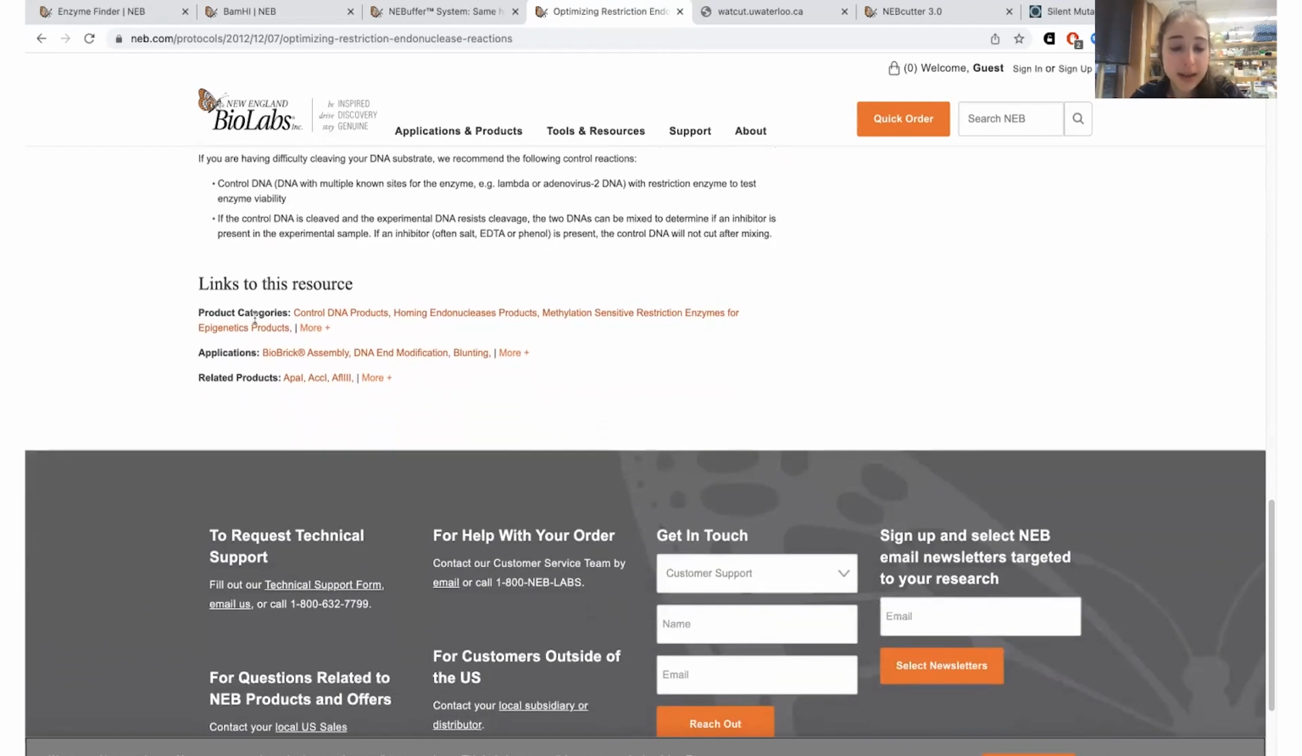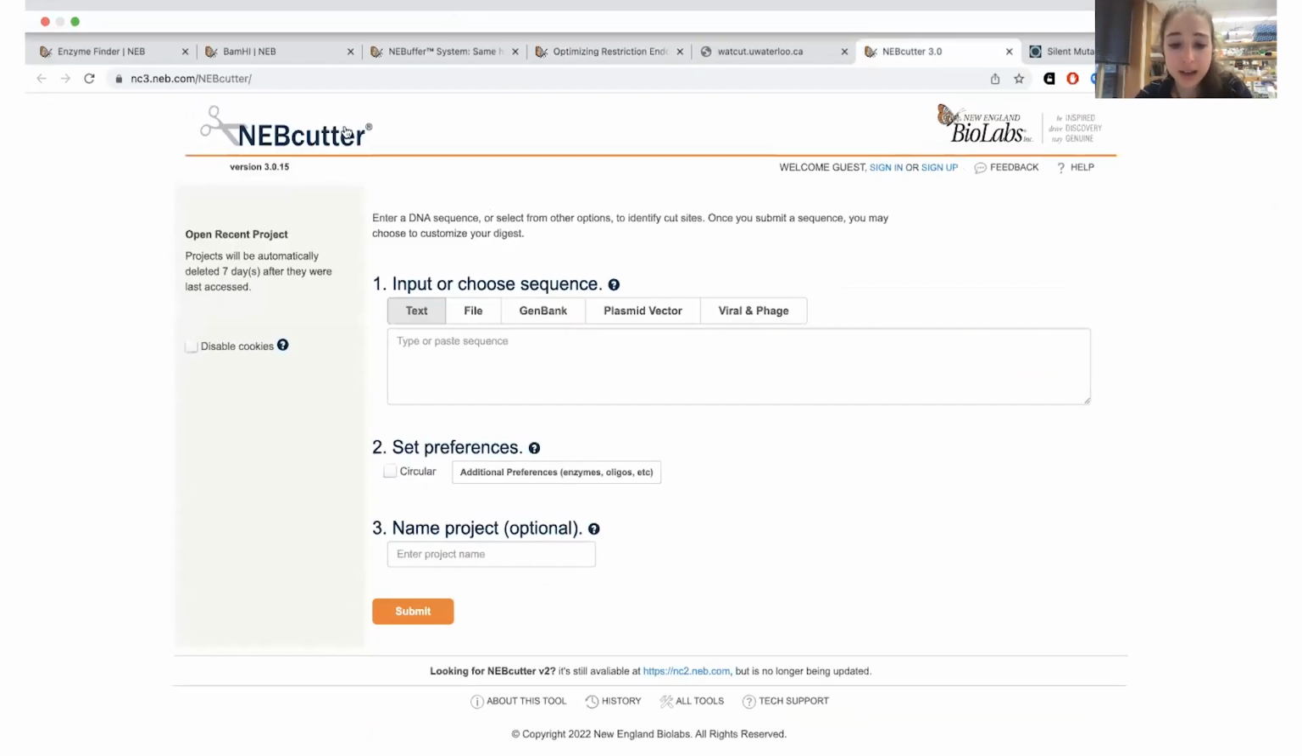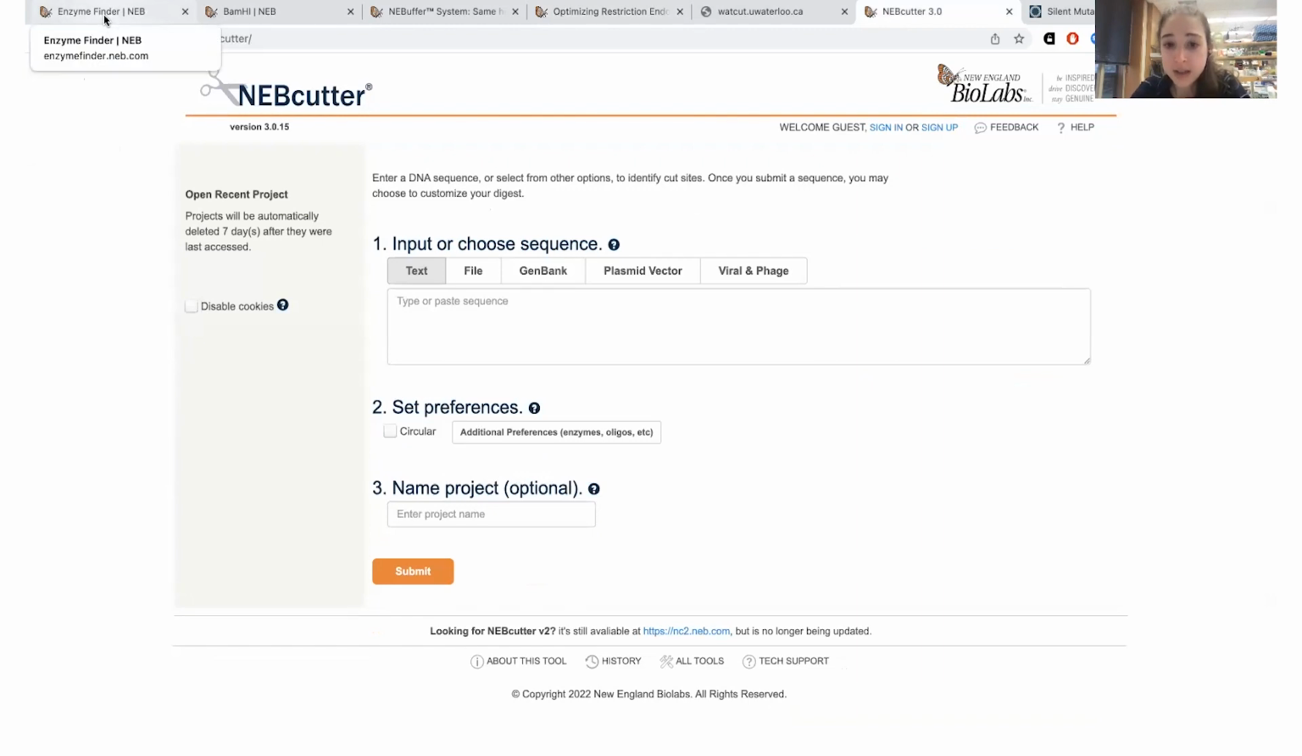And that's the basics of working with restriction enzymes. They have a lot of tools to help you. And again, I don't work for NEB, but they do have a lot of good resources. So that's it for today, and good luck with all of your experiments.